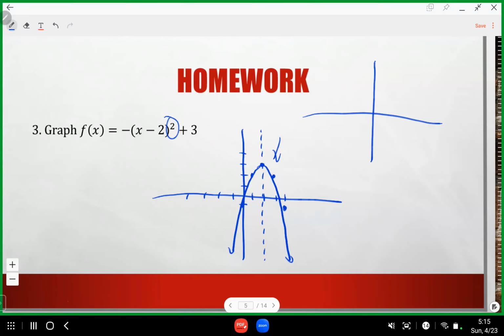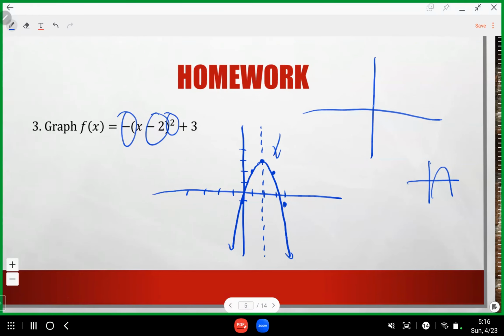So of course, the parent graph is going to look like a parabola, right? And since there's a negative sign here, you already know that's going to be a downwards parabola. So we have this downwards parabola, which is usually something like that. But first you've got to pay attention to the shift. Basically it is shifted to the right by 2 and up by 3.